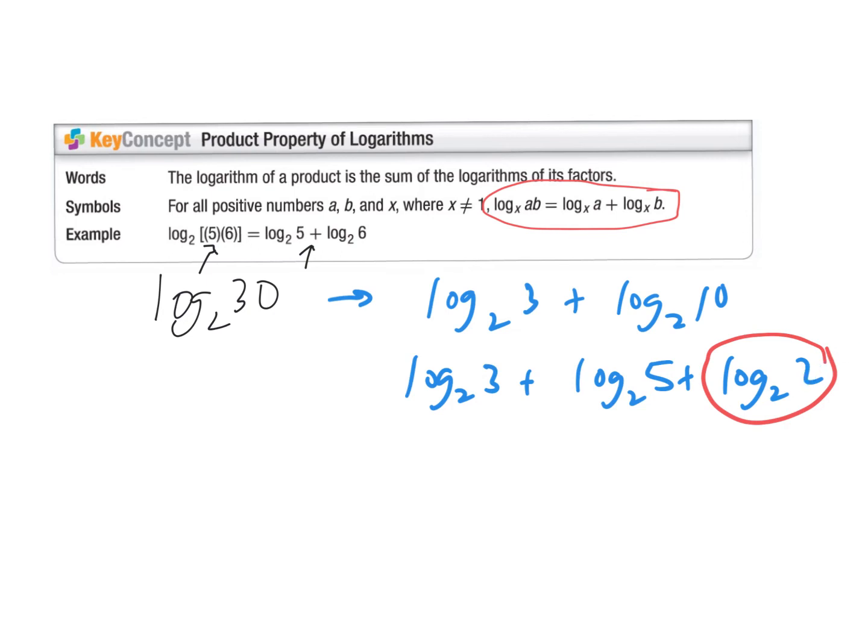So anytime the base and the number are exactly the same, it equals 1. Anytime. And in some of the homework problems that you're going to do today, they're not going to give you that particular one. But you have to know that you can always use it if you want to. And I'm going to show you what I mean here in a minute.